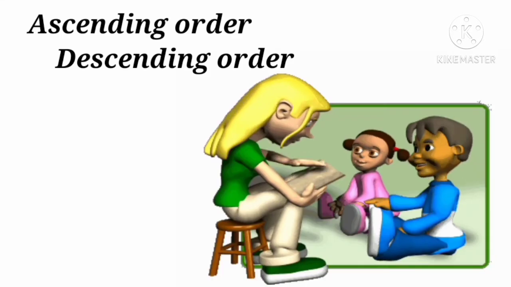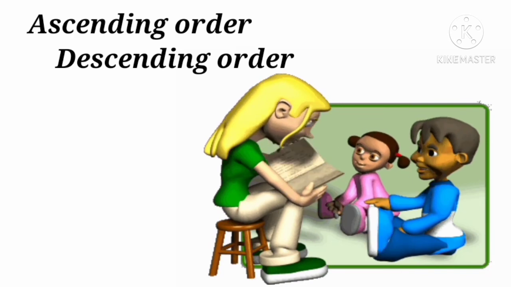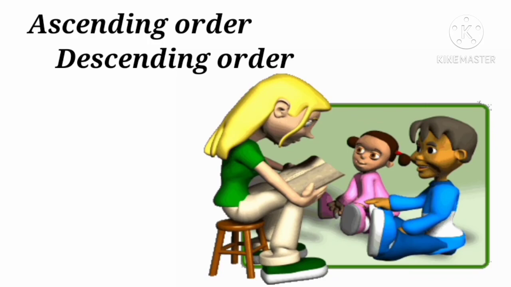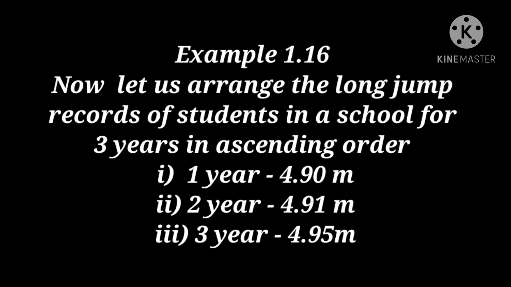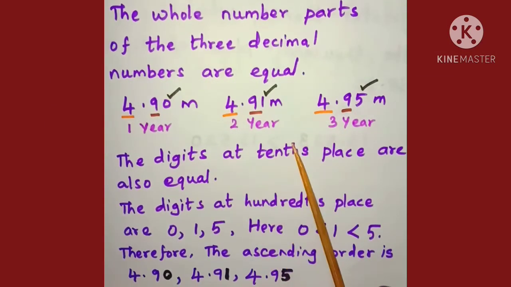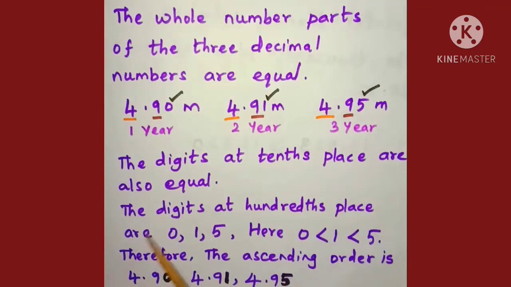So far we discussed the comparison of two decimal numbers. Extending this, we can arrange the given decimal numbers in ascending or descending order. Students, the long jump records of students in a school for 3 years are given. And here we are going to arrange these numbers in ascending order. Ascending order means the order from small to bigger.